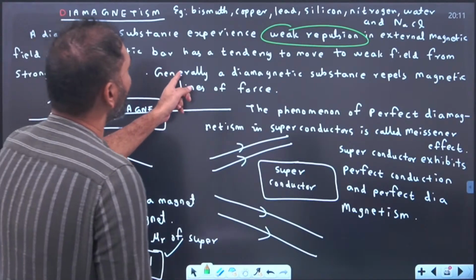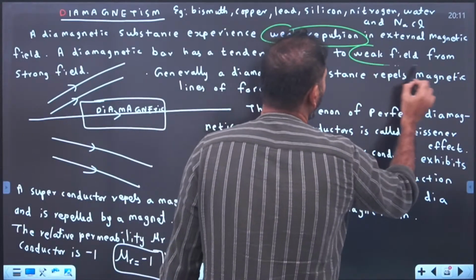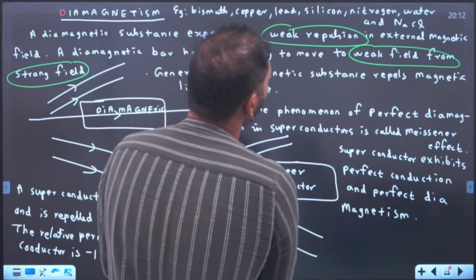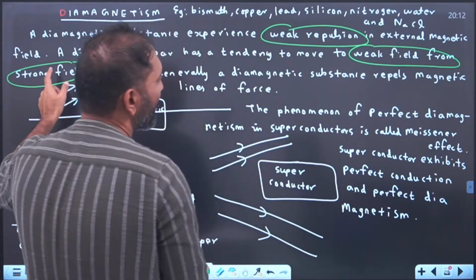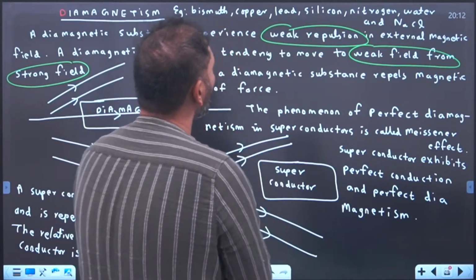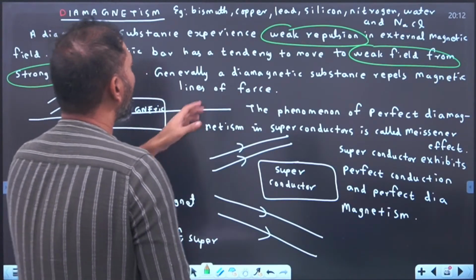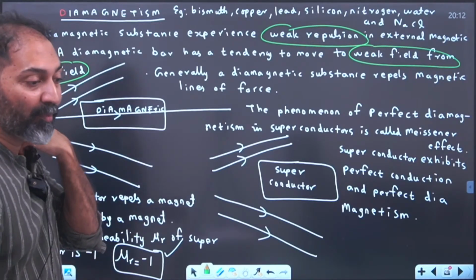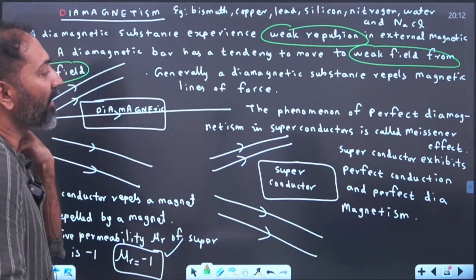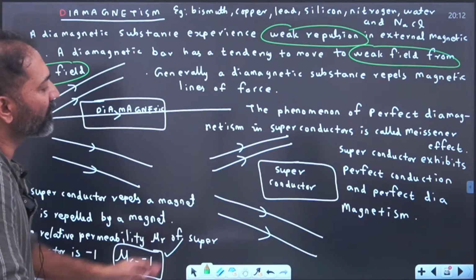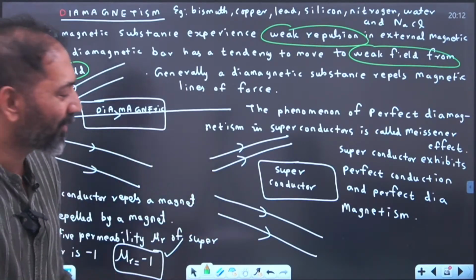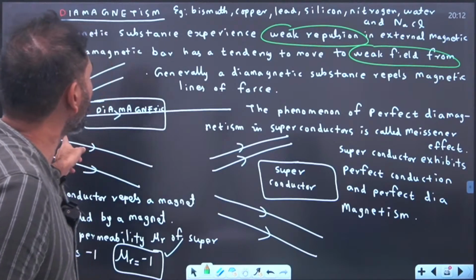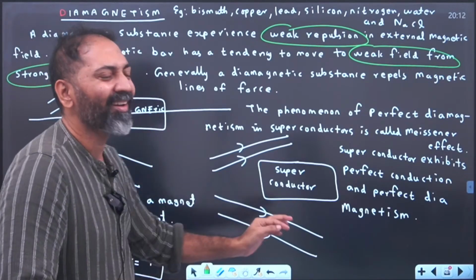A diamagnetic substance has a tendency to move from a strong field to a weak field. Generally, a diamagnetic substance repels the lines of force. And a special type of diamagnetic substance is the superconductor. The superconductor repels all lines of force, and the normal diamagnetic substance repels them only weakly.